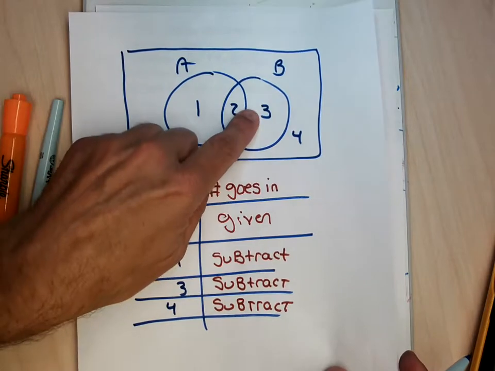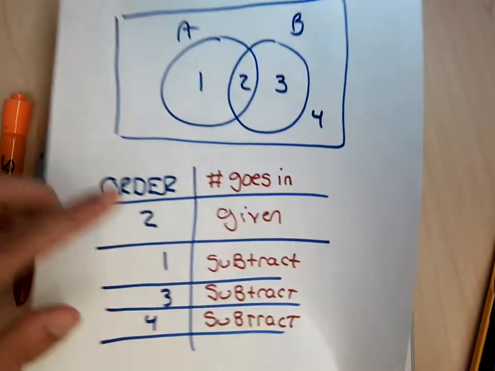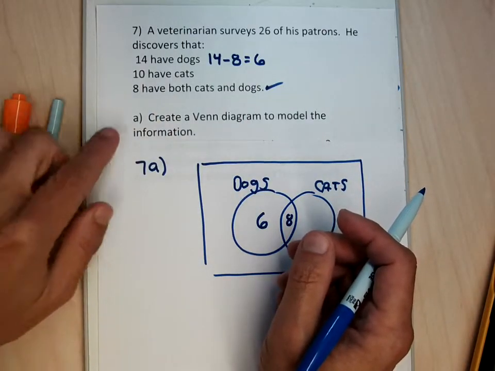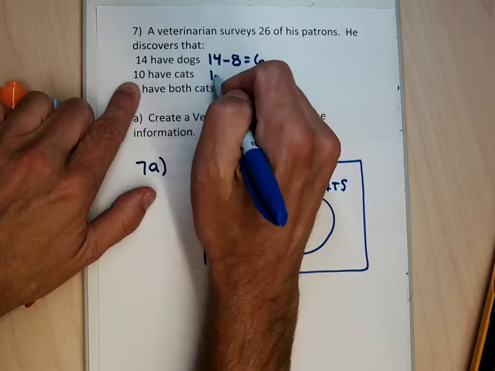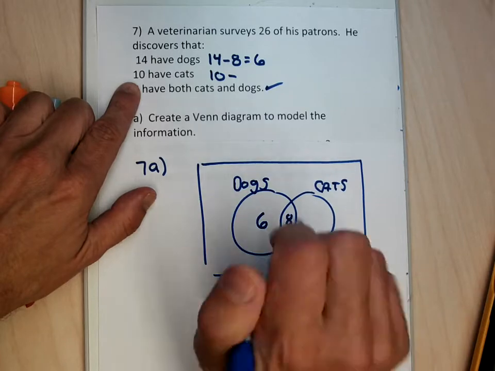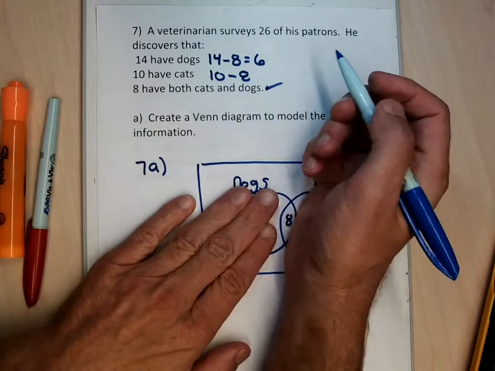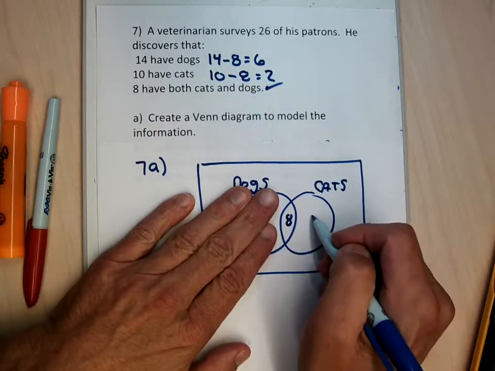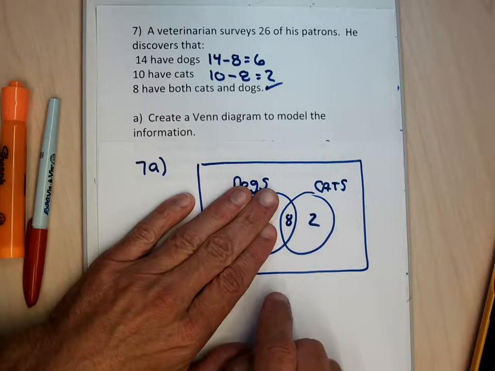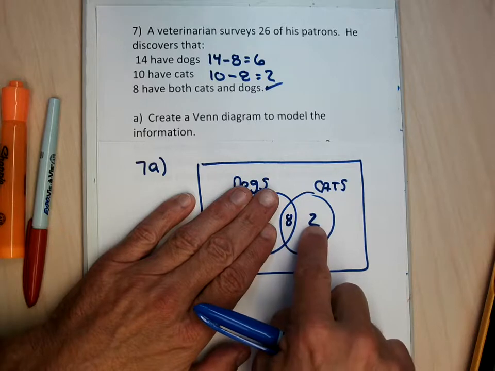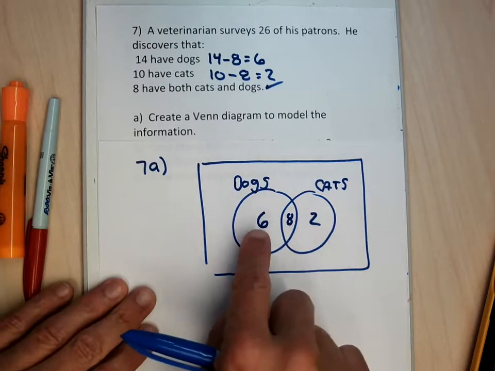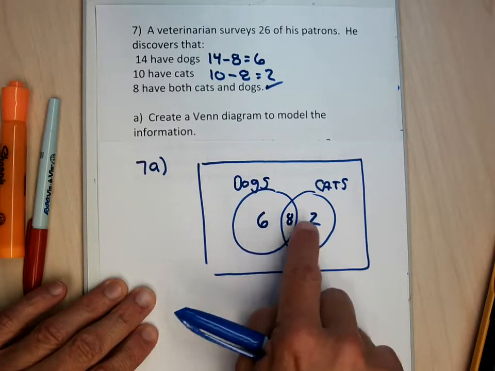Next thing I'm going to do is region 3, and I'm going to subtract. For region 3, that's this cat, so I'm going to work on that 10 that have cats. I'm going to subtract the 8 that's already part of the cat circle, and I'm going to get 2. So that 2 is going to separate the cat owners into 8 of the owners have both dogs and cats, 2 have cats but not dogs. So I did region 2, region 1, region 3.